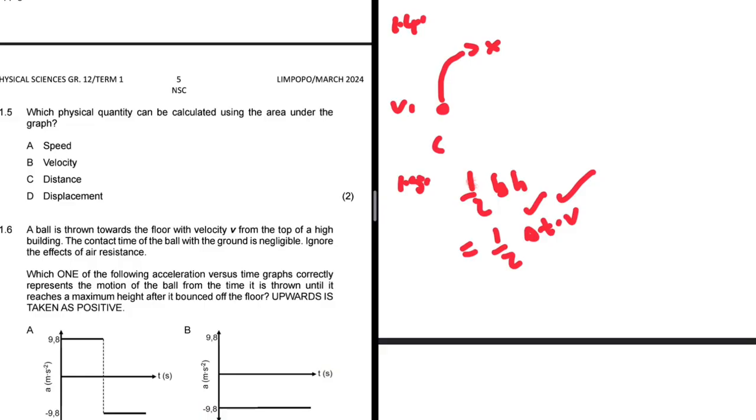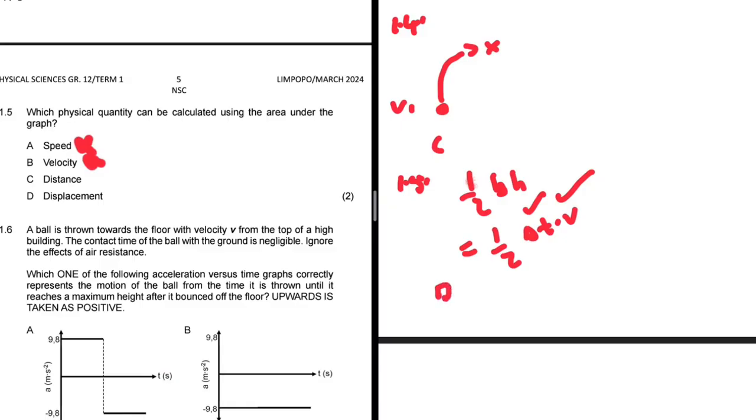So A says speed. We know that is not true. We cannot multiply velocity and time and get speed. And then the velocity, we're multiplying the velocity by the time. How can we then get the velocity once more? Does it make sense? And then distance. The only issue with the distance is that distance is a scalar. So the answer to 1.5 is clearly D.